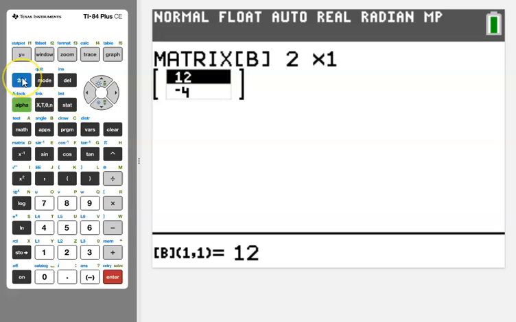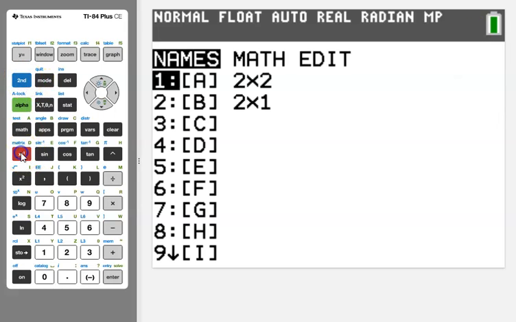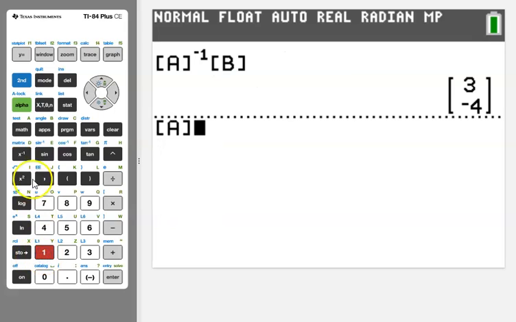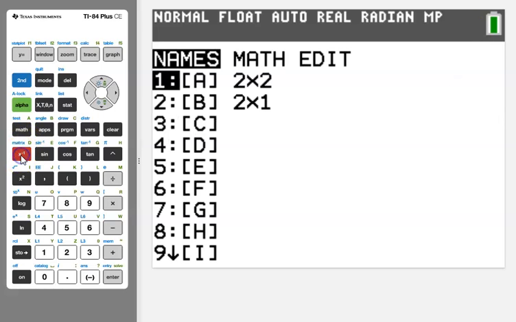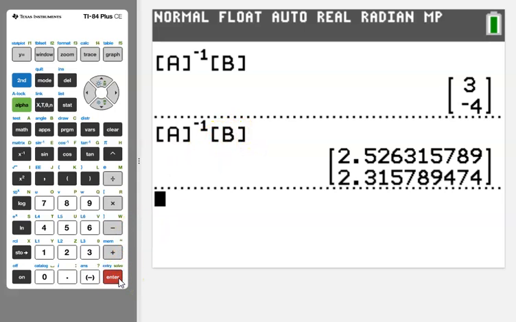Okay, second mode takes you back to the home screen. And so let's try this again. Second matrix, 1, inverse. That's the button with the X to the -1. It looks like an exponent, but it means inverse. Second matrix, 2. And your screen should have A inverse B on the screen. When you type enter, it will give you a solution.